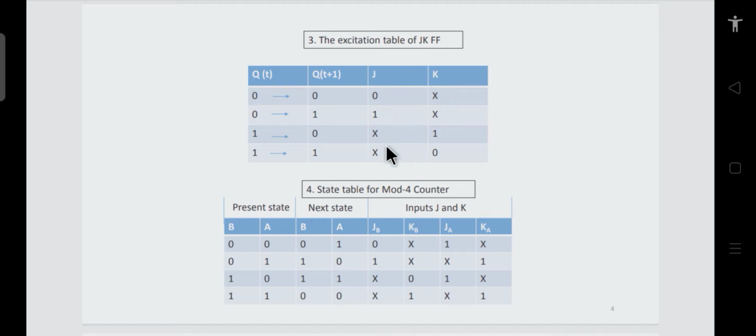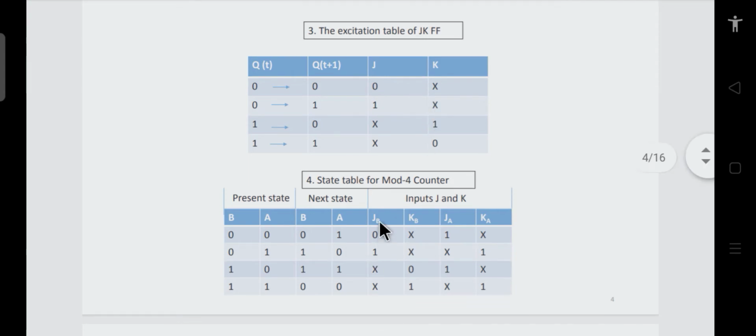So we have to determine what inputs we have to give if we want the present state to move to the next state. Okay, so whatever our present state is, and we want some predefined next state, then we have to connect the inputs to this particular combination. So we already know, using this state table and our mod 4 state table, we can write.